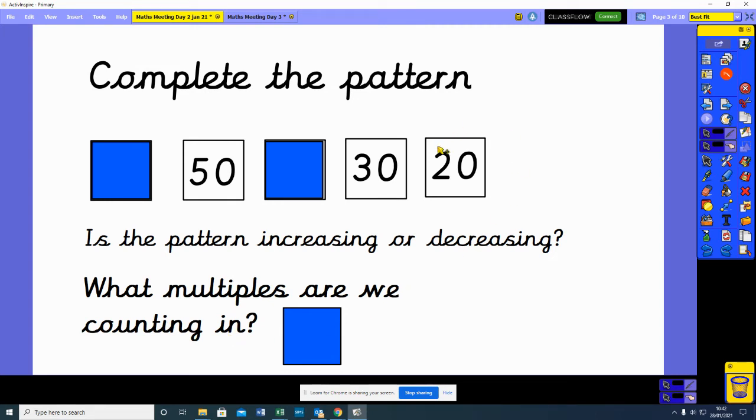So we have got 20, 30, 50. They all end in a 0. So I know that we are counting in multiples of, can you write it on your sheet? We are counting in multiples of 10: 20, 30, 50. So now my pattern is decreasing. I'm going to pause the video for you to fill in my blue boxes.